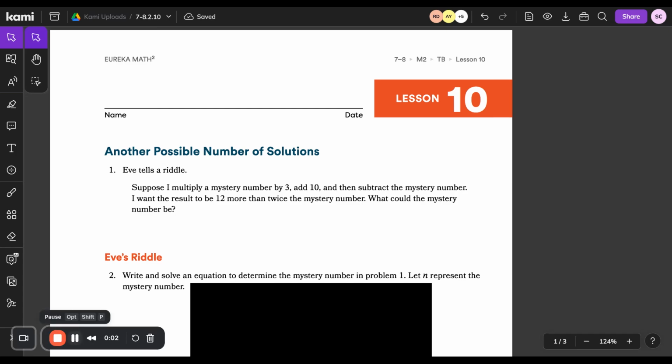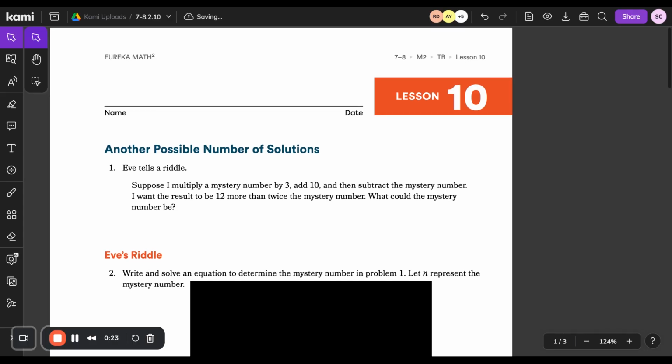For Module 2, Lesson 10, we are going to be learning about another set of solutions. So we know about one solution, and we just learned about infinitely many solutions, where our constant term and our linear term are the same on both sides. We're going to be learning about a third one called no solution, and we are going to talk about what characteristics there are for no solution.